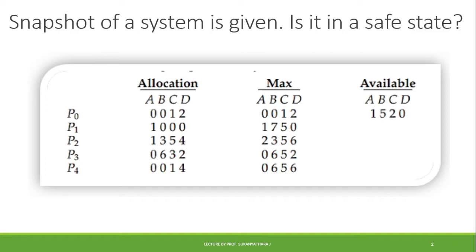By a safe state, we mean that all the processes will execute in some order. None of them will be waiting forever. Okay. So we have five processes here: P0, P1, P2, P3 and P4.